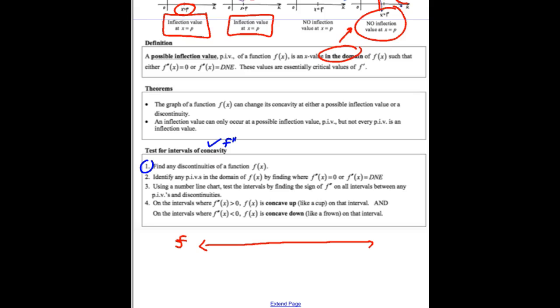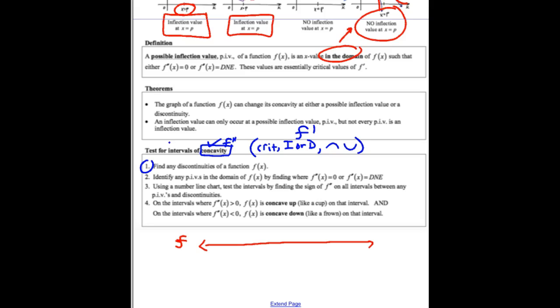And I'm going to repeat something. When we are asked questions about critical points, about increasing or decreasing, and don't put this in your notes, or about relative extrema, maxes and mins, these are all about f prime. When we are asked questions about concavity or inflection points, which are changes in concavity, those are questions all about f double prime.